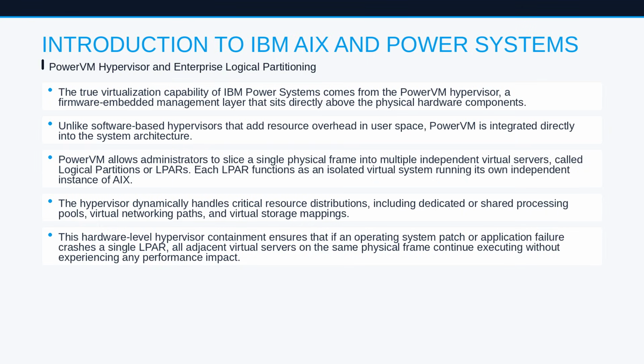The hypervisor dynamically handles critical resource distributions, including dedicated or shared processing pools, virtual networking paths, and virtual storage mappings. This hardware-level hypervisor containment ensures that if an operating system patch or application failure crashes a single lpar, all adjacent virtual servers on the same physical frame continue executing without experiencing any performance impact.